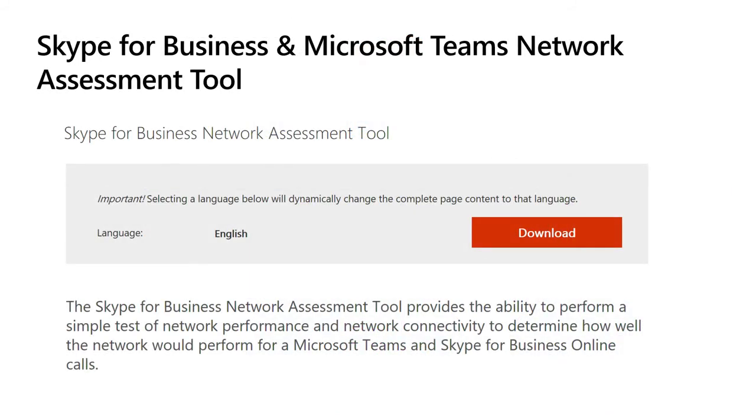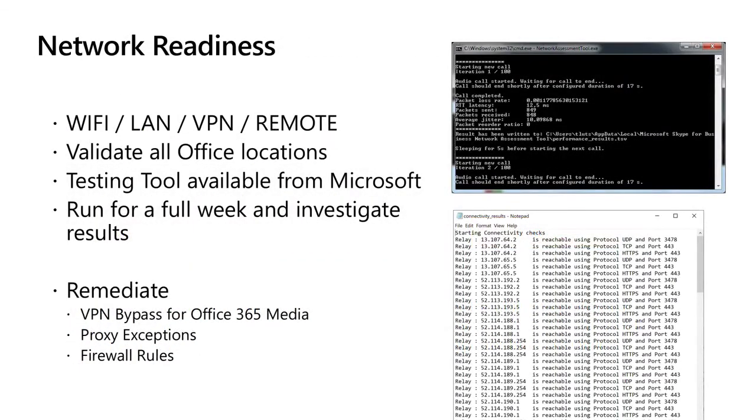So this tool is called Skype for Business and Microsoft Teams Network Assessment Tool. Originally built for Skype for Business, but still works for Microsoft Teams, right? So it's a free public tool. You can download it. It's a command line tool, and it looks more or less like this. Essentially here you see some test calls going on, and you see results coming back.